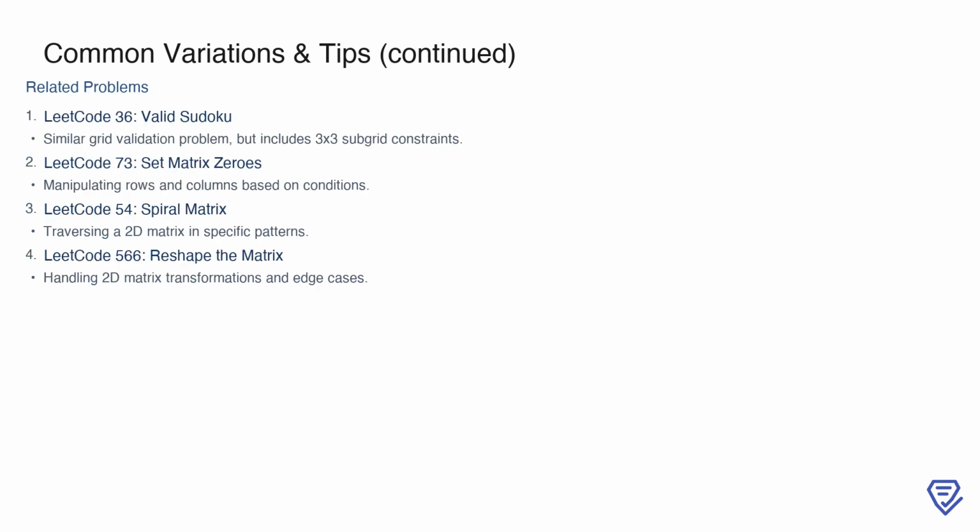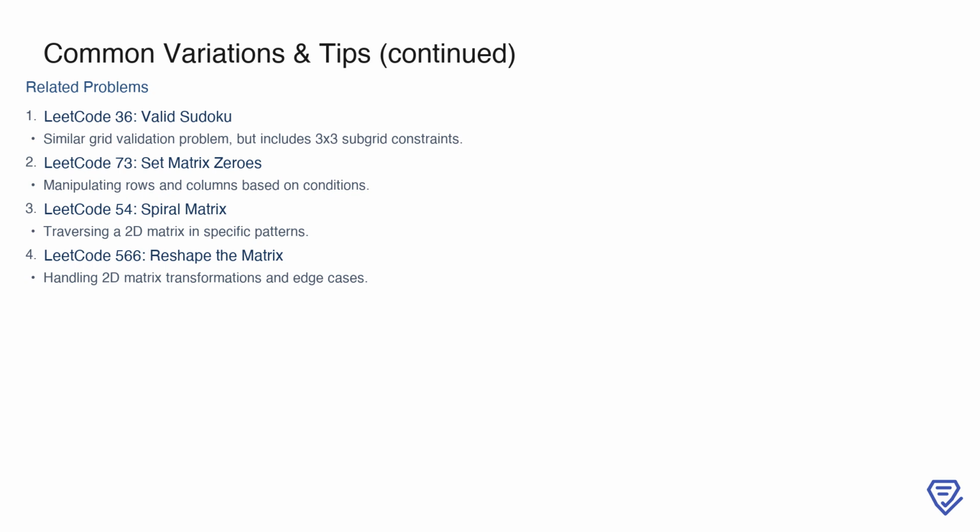This problem shares similarities with other matrix-related challenges, and practicing these can strengthen your problem-solving skills. For example, LeetCode 36, Valid Sudoku, involves grid validation but adds the twist of checking 3 by 3 subgrids. LeetCode 73, Set Matrix Zeroes, requires manipulating rows and columns based on specific conditions, which helps build an understanding of how to efficiently traverse and modify matrices.